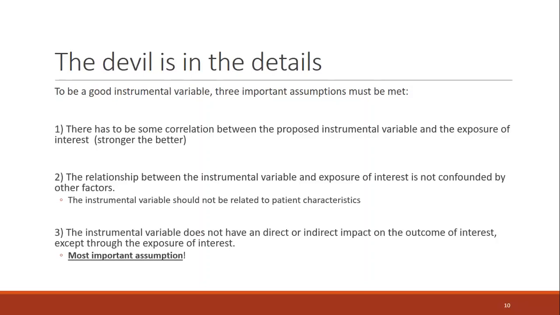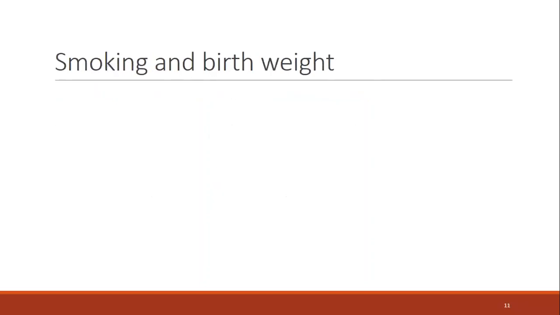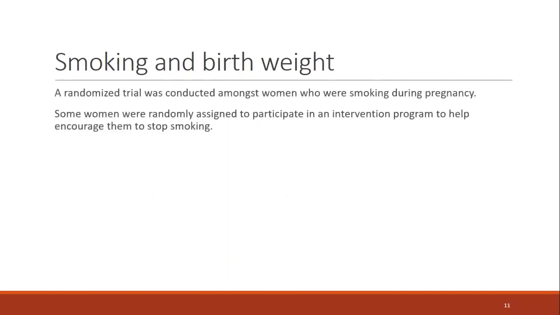All right, so let's look at smoking and birth weight, and I'll talk about what example they used as an instrumental variable here. This is an older study from the 80s, but it was one of the first studies that tried this approach. Essentially, they wanted to find out what effect this intervention program would have on encouraging women to stop smoking.